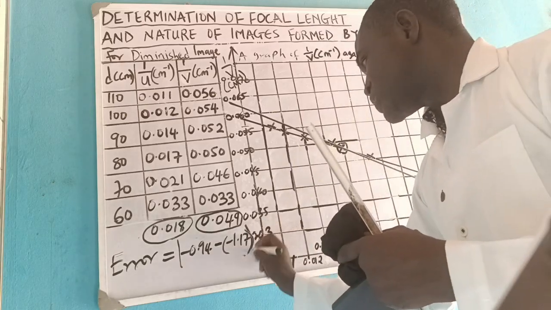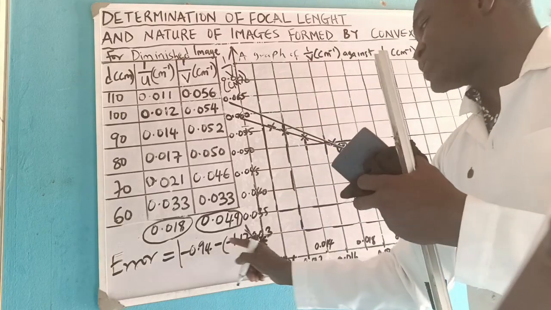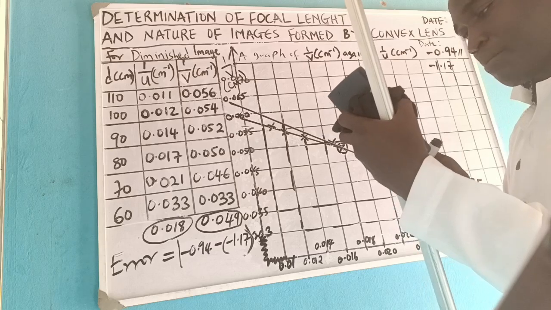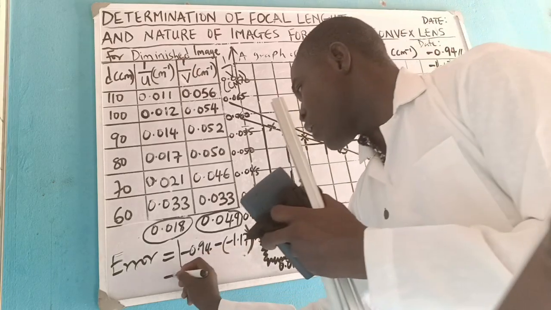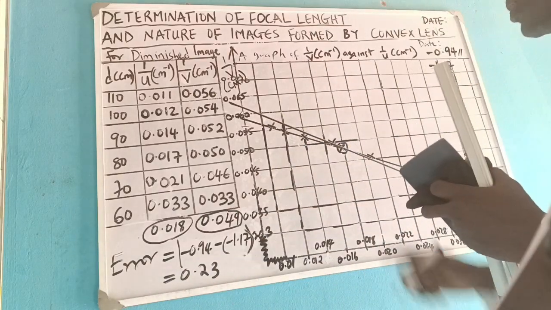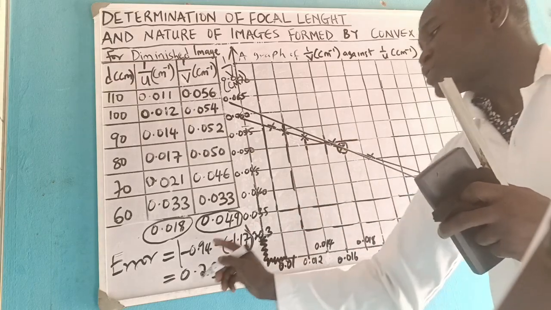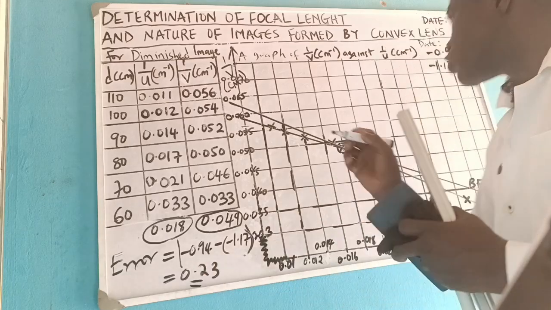Are you getting it? So you have to compute it. That means minus times minus is plus. You have 1.17 minus 0.94, and the answer will be equal to 0.23. That will be the error in the slope. The value for the error in the slope is 0.23. It must be a positive number, so to speak.